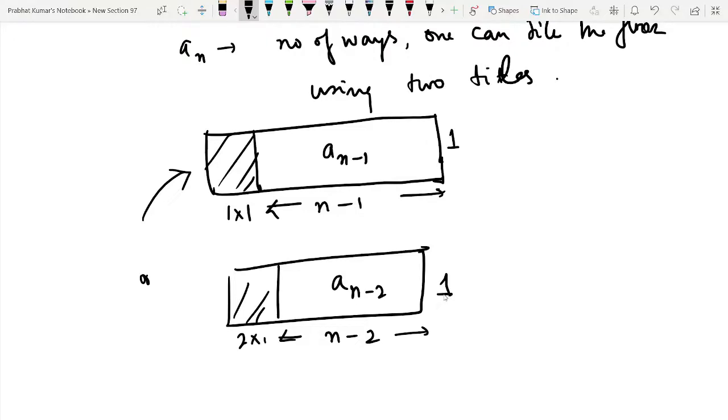Okay, so there are no more possibilities for this initial step. We can either put a 1 cross 1 tile in the first place or a 2 cross 1 tile. So the total number of ways, a n, is just the sum of these two disjoint events, right? The first is the number of ways of doing the n minus 1 space, and the second is doing the remaining n minus 2 space. If we add these two, we get in total how many ways one can tile this floor.